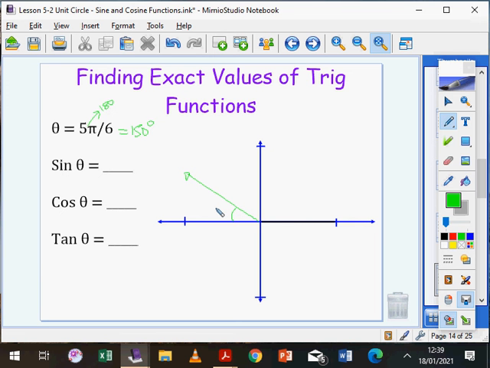And I hope you can see that if this is 150 degrees, then I need 30 degrees left to make 180 degrees. So this reference angle is 30 degrees. Now, I also hope you remember we talked about ASTC, all students take coffee, or whatever you want to call it.